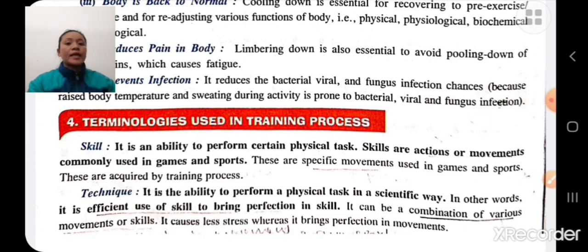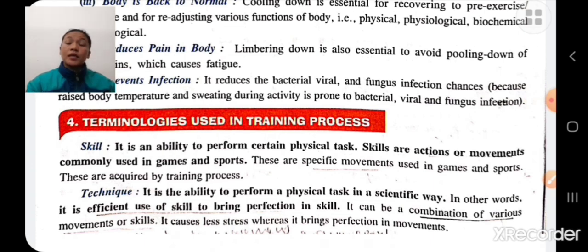Technique is the efficient use of skill to bring perfection in skill. That is the scientific way of using the skill. Technique is the basic movement. For example, dribbling is the skill of basketball, and dribbling with running is the technique. It is a scientific way of performing the skill.